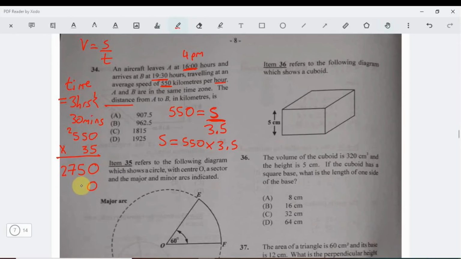3 times 0 is 0. 3 times 5 is 15. Bring up 1. 3 times 5 is 15, and then 15 plus 1 is 16. Alright, you can do that. Don't worry, you do it nice and easy. 0, 5, 12. Bring up 1. And this is now 3 plus 6, which is 9, and 1. And remember, we had a point right here, so we'll put back our point here for 1 decimal place. And this is 1,925.